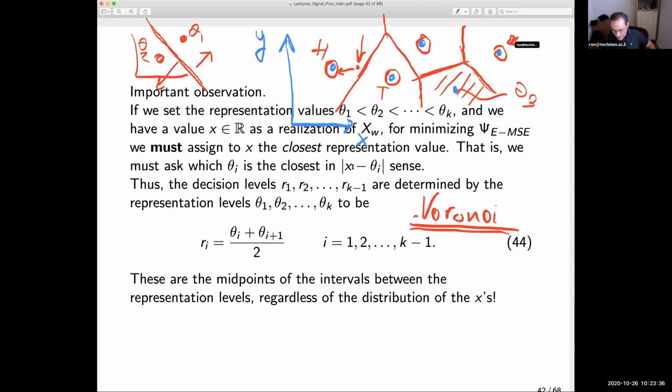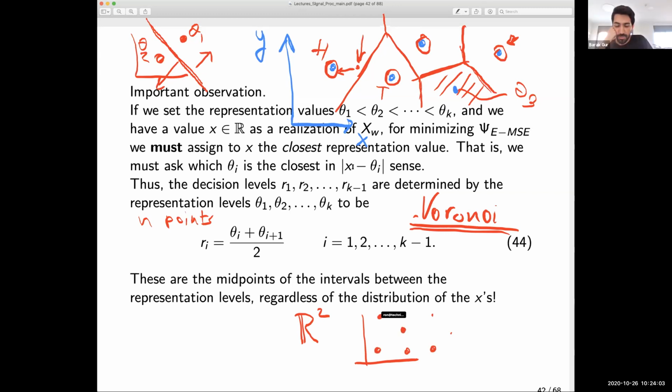Now, in the plane, if I have n points in the plane, and you would like to compute the Voronoi diagram of n points in the plane, what would be the complexity of computing these Voronoi diagrams, again, in R2? Anyone has any idea? I mean, what would be the complexity in the worst case? N squared. N squared. Okay, who was that?